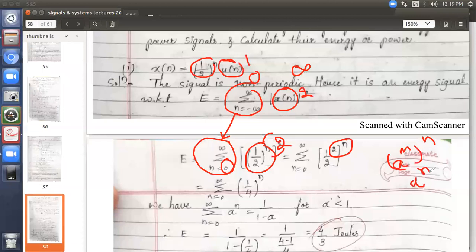This can be written either like this, a raised to n m, you can exchange the powers, or ultimately it is a raised to m into n. So likewise I have done that. So if I club this, 1 by 2 square, 1 by 2 square is 4. So the inside part will become 1 by 4 raised to n.